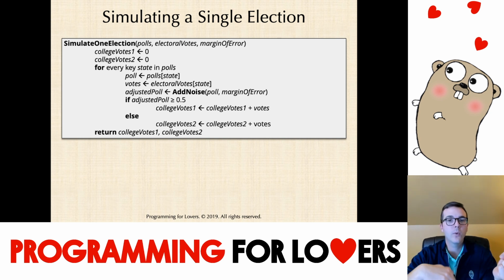And then I'm going to range through the polls, ranging through the keys of the polls, so that's going to give me all the states. And the polling value for that state would be just polls of state, so I could create another variable called poll for that particular state. I'm going to need to know how many electoral votes that state has too. So I'm going to grab its electoral votes value for the state key, and I could store that in a variable called votes.